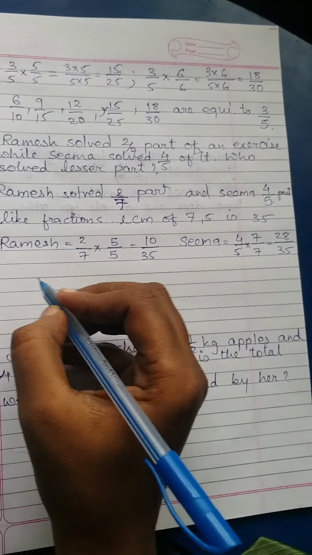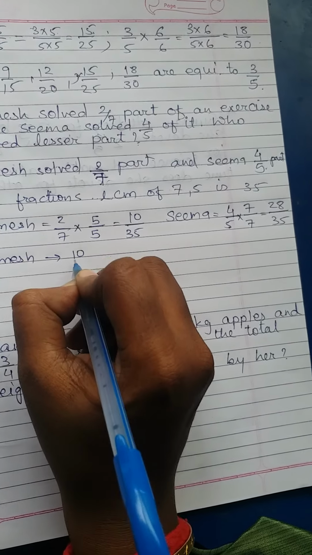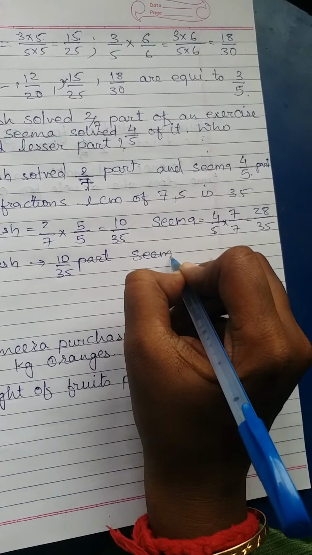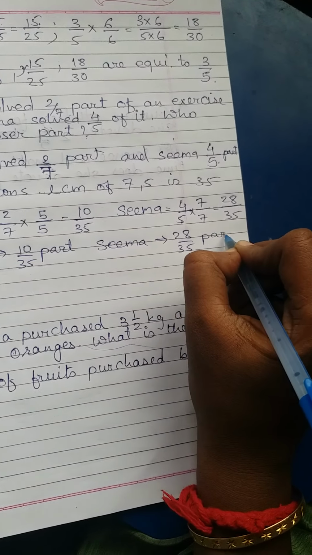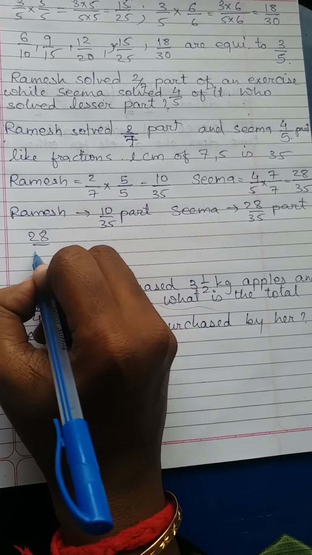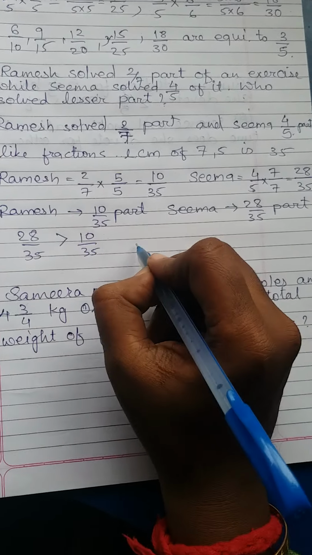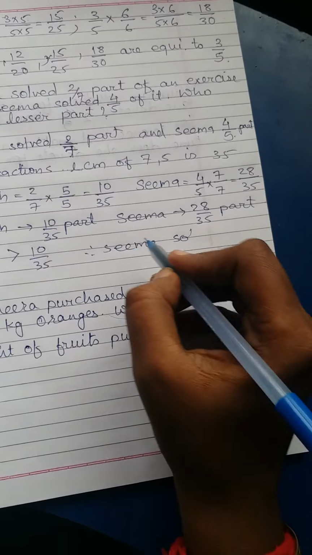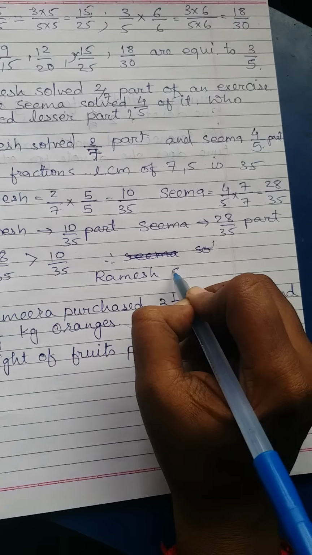That means Ramesh solved 10 upon 35 part and Seema solved 28 upon 35 part. Therefore, 28 upon 35 is greater than 10 upon 35. Therefore, Seema solved more. Who solved lesser part? So, Ramesh solved lesser part.